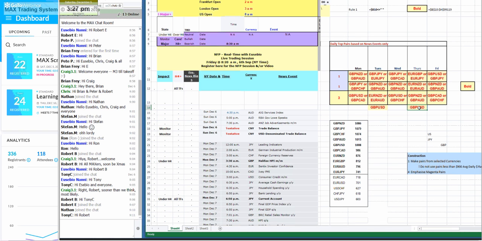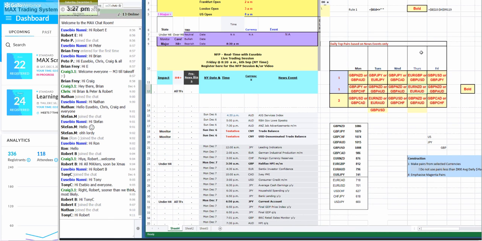Okay. So the first pair will be the euro pound or the pound US dollar. And I got one of those. No. Okay. Then we will have the pound kiwi or pound Aussie. Okay. And then the euro kiwi or the euro Aussie. Okay. Done.